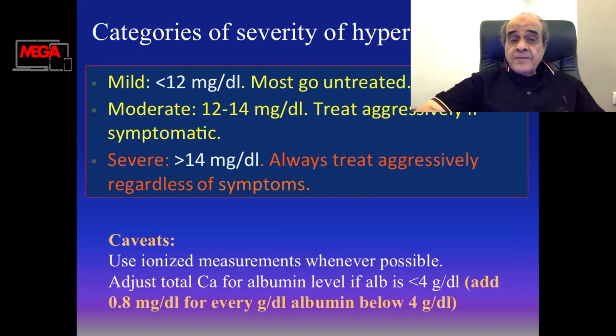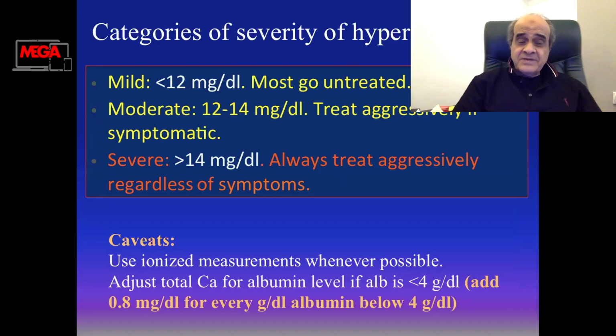Categories of severity of hypercalcemia must be understood. Mild increase, less than 12 mg%, most go untreated. Moderate, from 12 to 14 mg%, treat aggressively if symptomatic. Severe, more than 14 mg%, always treat aggressively regardless of symptoms. Use ionized measurement whenever possible. Adjust total calcium for albumin level. If albumin is less than 4, we have to add 0.8 mg per deciliter for every gram per deciliter of albumin below 4 gram. For every gram less than 4, add 0.8 mg to every 100 cc of blood or serum.